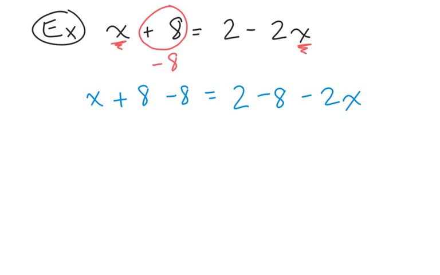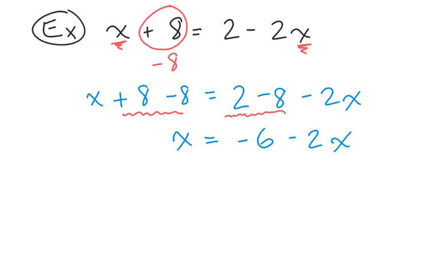Let's simplify some of the terms that we have on the left side of the equation. The x is going to stay the same. So let's take a look at plus 8 subtract 8. When you do that, you're going to get 0. We're not going to write in the 0, so all we're left with is x. On the right side of the equation, we're going to simplify positive 2 subtract 8. If you don't know how to do this in your head, you can go ahead and use a number line. 2 subtract 8 is negative 6. And this negative 2x is just going to tag along because we haven't done anything to it yet.